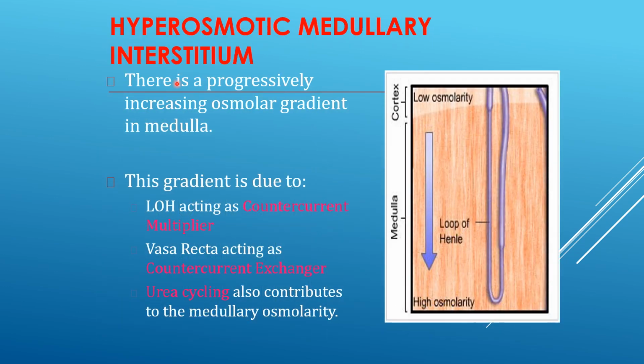And then hyperosmotic medullary interstitium. So there is a progressively increasing osmolar gradient in the medulla. This gradient is due to loop of Henle acting as multiplier and vasa recta acting as exchanger, and also urea cycling contributing to the medullary osmolality. So this medullary osmotic gradient is maintained or produced because of these three things: one is multiplier, which is loop of Henle, one is exchanger, which is vasa recta, and then urea cycle.